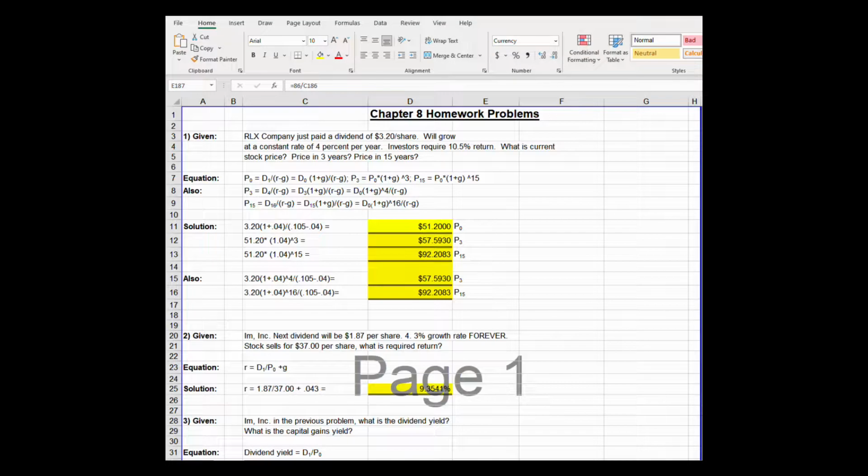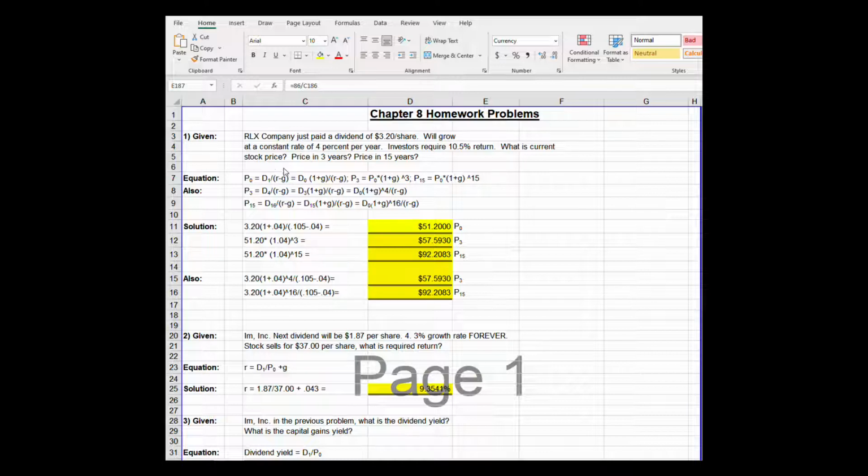In problem 8.1, we have RLX company just paying a dividend of $3.20 a share, which will grow at a constant rate G of 4% per year. Investors require a 10.5% return. What is the current stock price? So your R is 10.5%. What's the price today, P0, the price in 3 years, and the price in 15 years?